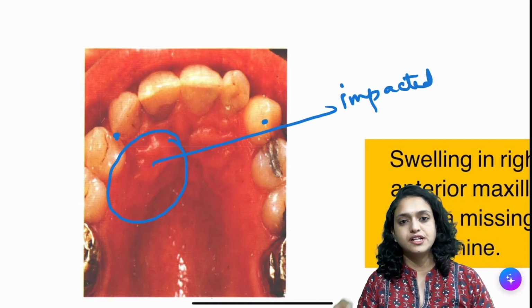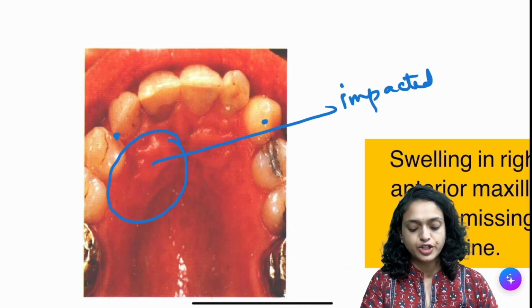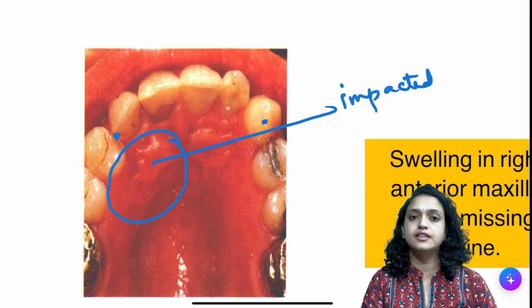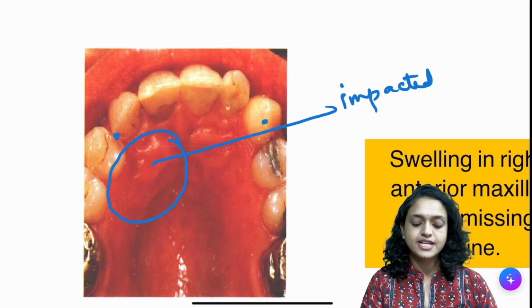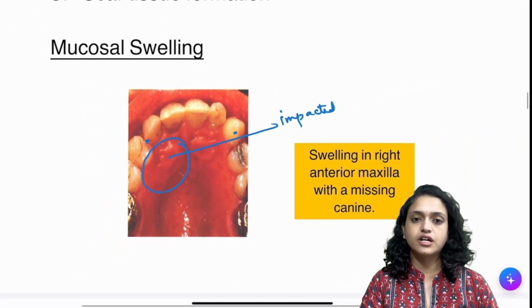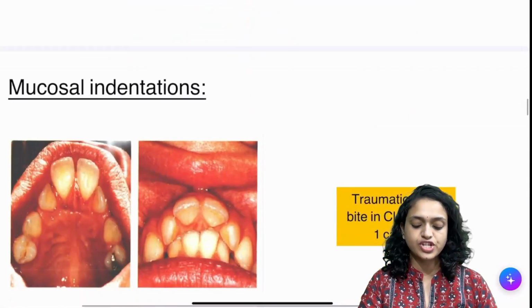So palatal bulges that are seen unilaterally, if the tooth is missing clinically or there is a retained deciduous in the intraoral findings, then you can suspect an impacted tooth even before going into a radiograph. So this is one of the important clinical guidelines to check for any missing tooth and for checking the palate.